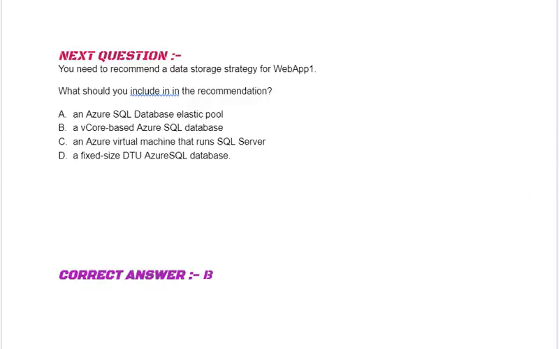Next question is, you need to recommend a data storage strategy for Wave App 1. What should you include in the recommendation? Option A. An Azure SQL Database Elastic Pool. Option B. A vCore based Azure SQL database. Option C. An Azure virtual machine that runs SQL Server. Option D. A fixed size DTU Azure SQL database. Correct answer is option B.